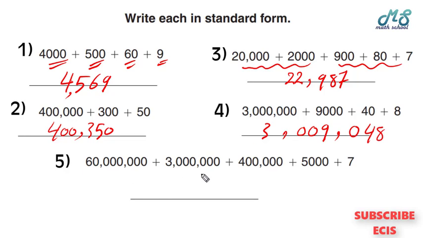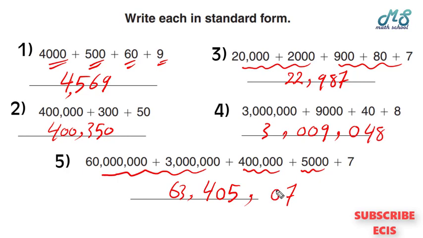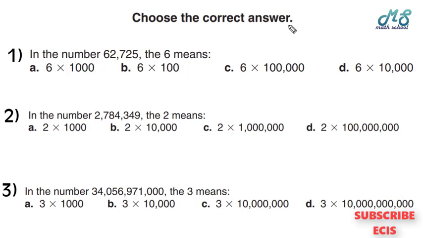Next, 60 million plus 3 million. So we have in millions 63 million. Just write 63 and comma. What about thousands? We have 400 thousands plus 5,000. So we have 405,000. How can we write 405? Just write 4 in hundreds, 5 in ones, 0 in tens. So we have 405 but in thousands period. Plus 7, so we have 7 in ones place. What about tens and hundreds? Just write 00s.